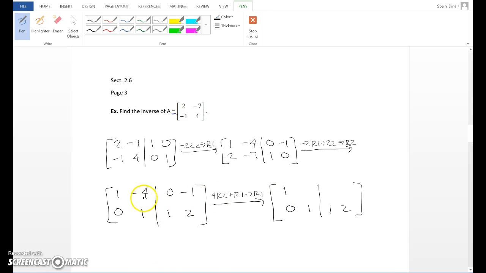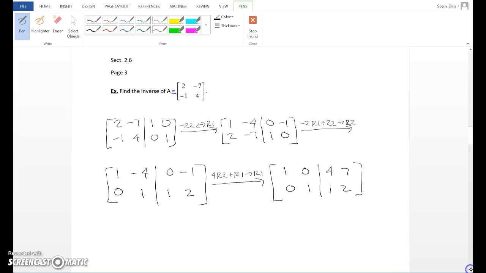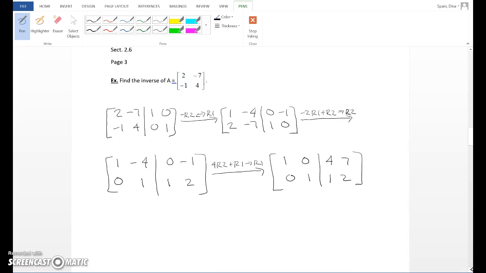4 times 1 is 4, plus a negative 4 is 0. That's what I wanted. Alright, then 4 times 1 is 4 plus 0. That becomes a 4. And 4 times 2 is 8, plus a negative 1 is 7. Okay, so this is the inverse of matrix A, and it looks like this. 4, 7, 1, 2. Alright, this is the answer.